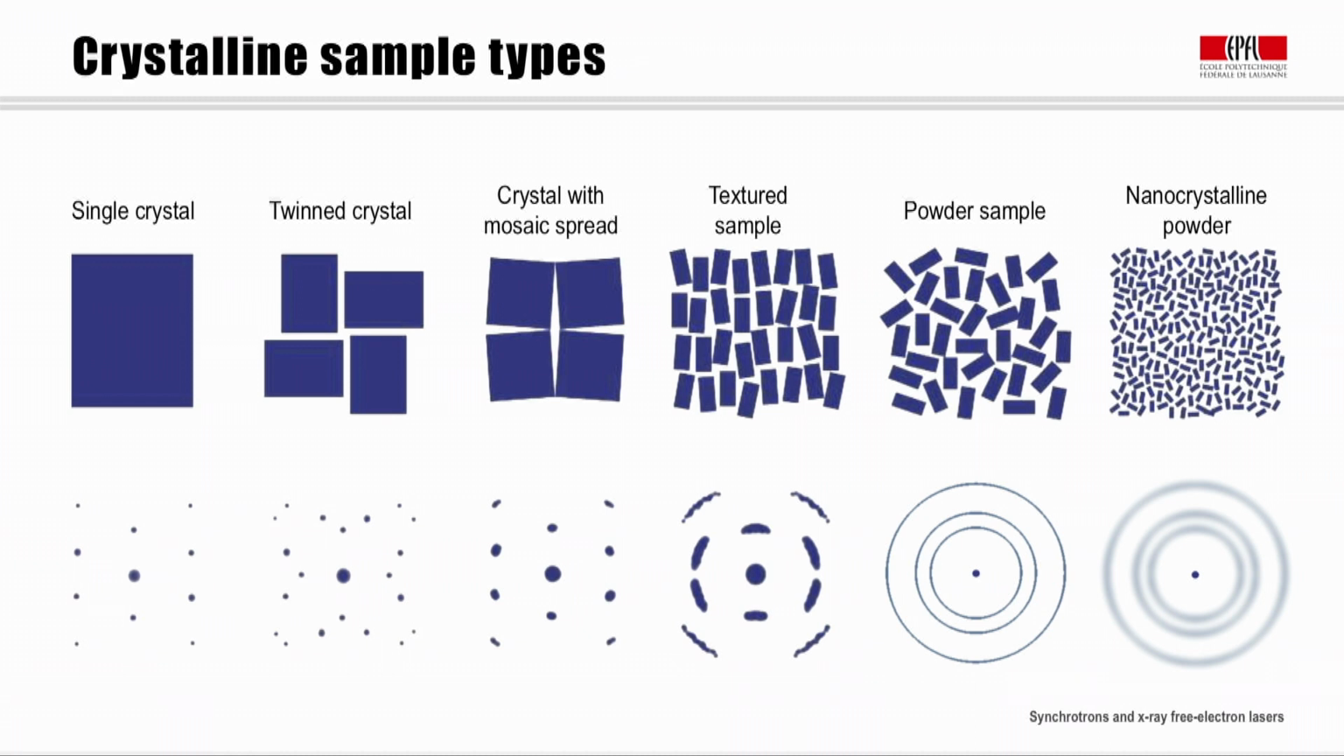Within each class, however, there are strikingly different manifestations. Take, for example, single crystals. Even the highest quality silicon single crystal still contains crystallographic defects, including vacancies, interstitial atoms, dislocations, and mosaic domains. Hence, in reality, there is no such thing as a perfect single crystal.